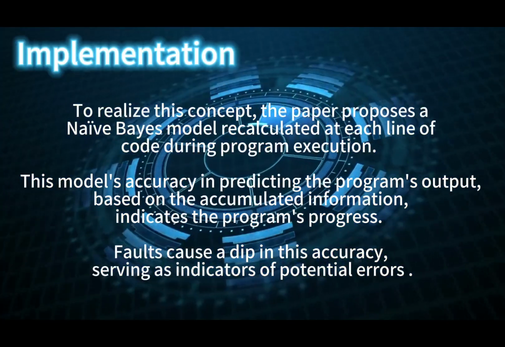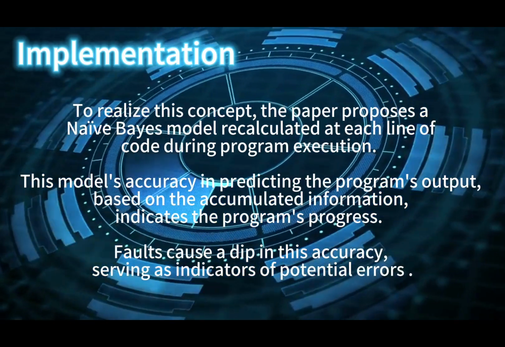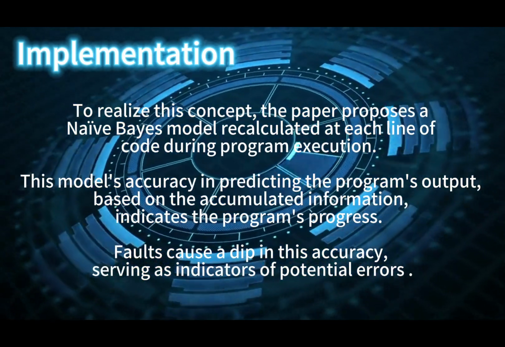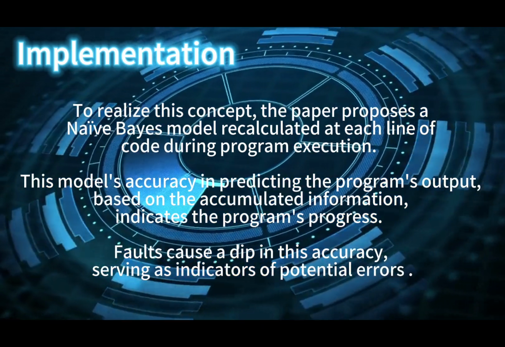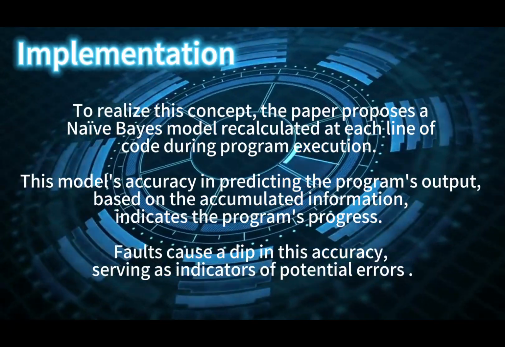The second is implementation. To realize this concept, the paper proposes a Naive Bayes model recalculated at each line of code during program execution. This model's accuracy in predicting the program's output based on the accumulated information indicates the program's progress. Faults cause a dip in this accuracy, serving as indicators of potential errors.